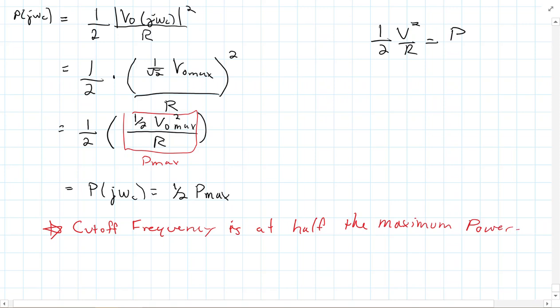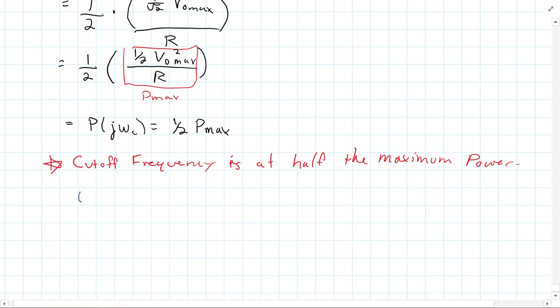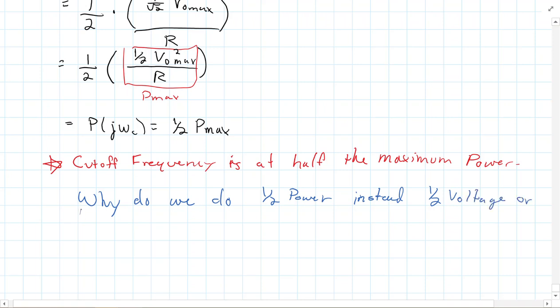Now that makes sense as far as the definition. How would you want to define something? Well, we could say a cutoff frequency, the signal being at 1/2 the power. Now let me ask you here, why do we do 1/2 power instead of, let's say, 1/2 voltage or 1/2 current? So why do we do the 1/2 power as opposed to it?